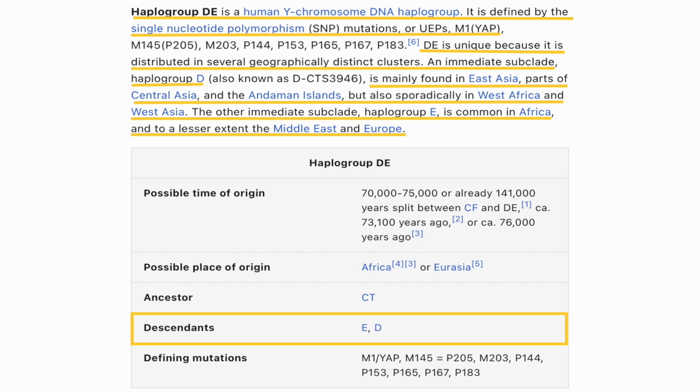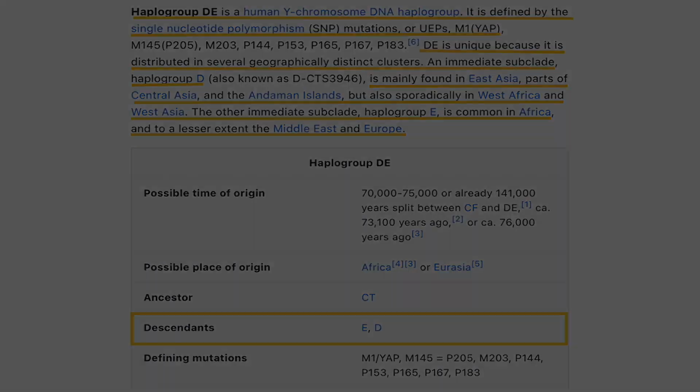An independent subclade, haplogroup D, is mainly found in East Asia, parts of Central Asia, and the Andaman Islands, but also sporadically in West Africa and West Asia. The other immediate subclade, haplogroup E, is common in Africa and, to a lesser extent, the Middle East and Europe.